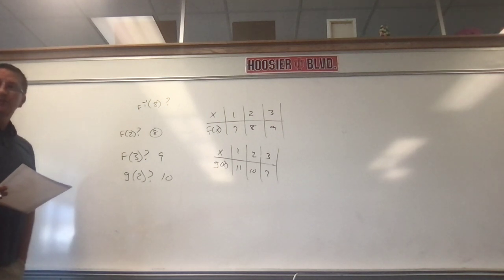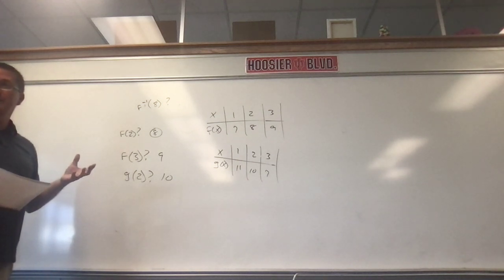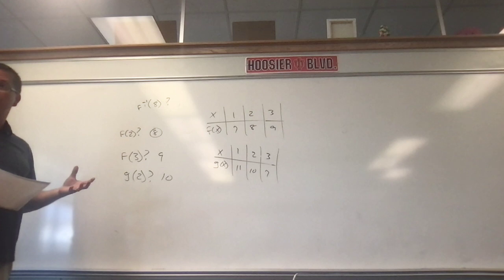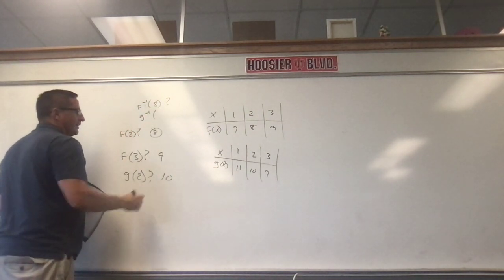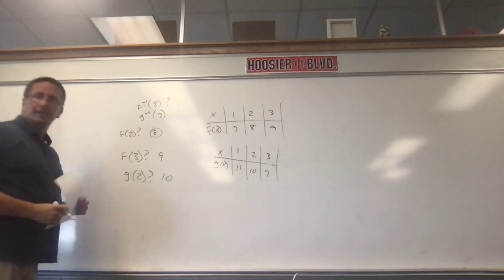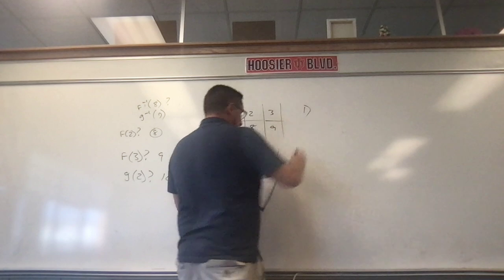Because it's the inverse. So what I'm saying here is, what am I giving you here? I'm giving you the y value. I'm asking you for the x. Okay. So what would g inverse of 7 be? 3. Good. You see the difference? Okay. Let's do number 1. Once you know how to do these, they're real simple.